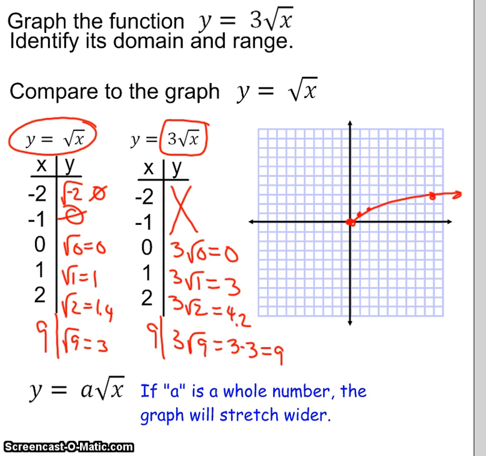Graphing these ordered pairs, we can see how this relates to the square root of x. We have (0, 0), (1, 3), (2, 4.2), and at 9, the y value is 9 as well. Here's the graph of 3 square root of x, and the red one is the square root of x. What you see here is a vertical stretch. As the value of a is a whole number greater than 1, the graph stretches vertically.